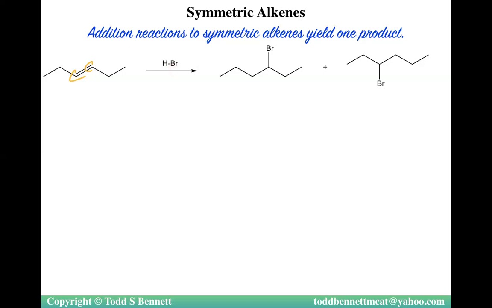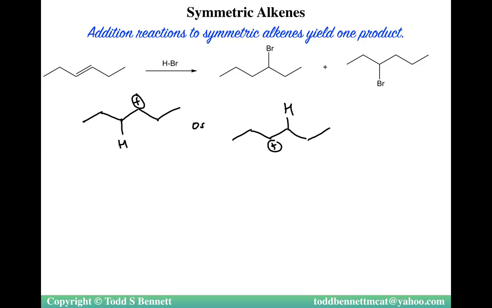So whether this H goes on to the left or right side, I'm going to draw intermediates. The H goes on one side, leaving a plus charge here, or it goes on to the opposite side. There's no physical preference. There's no steric hindrance forcing it to go one way or the other. So in the event the H adds to the left carbon, we'll find the Br on the right carbon. In the event the H adds to the right carbon, then we'll find the Br on the left carbon.